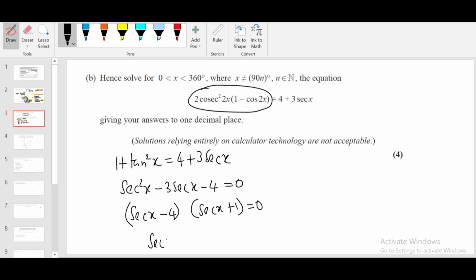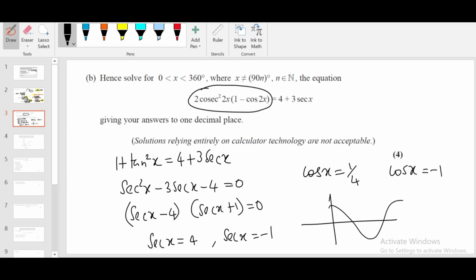You will get two solutions. Secant x is equal to 4, secant x is equal to negative 1. Flip both sides. So cos x is going to be 1 over 4. Cos x is going to be negative 1. If you look at the cosine graph, this is 90, 180. Cos will be negative 1 at 180 and then 270, 360. This is the graph from 0 to 360. So we have a solution 180 degree here.